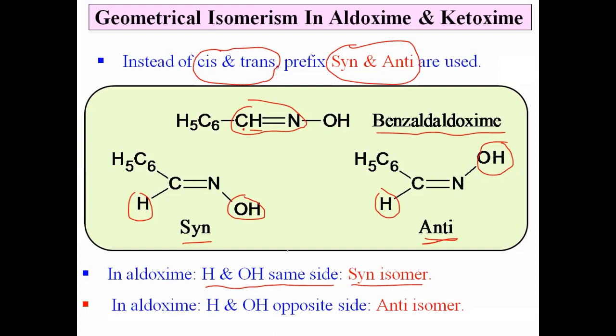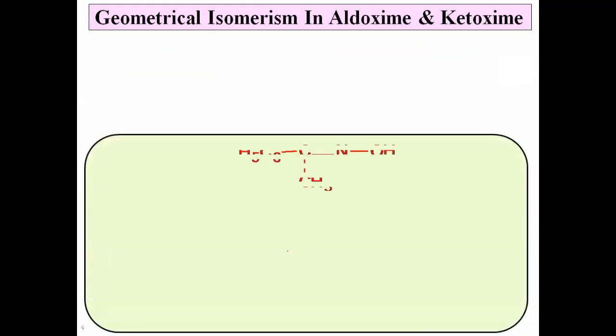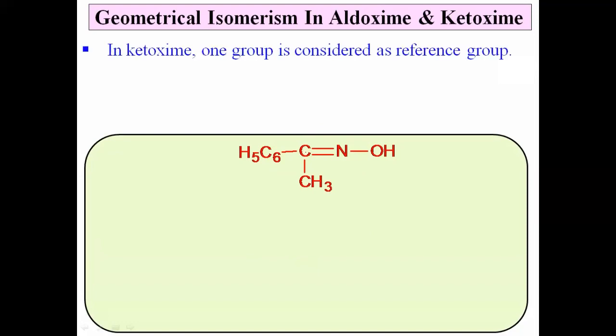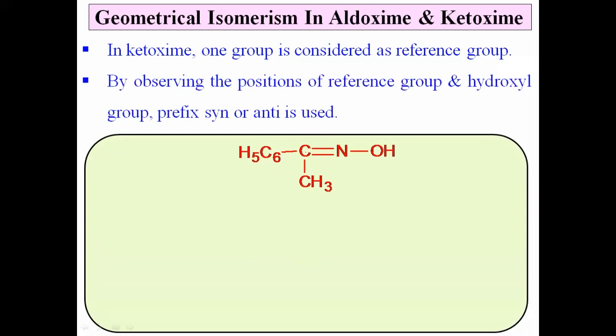Now let us see one more example. We will see an example of ketoxime, C6H5. This is one group. Then carbon. This carbon does not have any hydrogen, meaning it is a ketoxime. In that ketoxime, always one group is considered as a reference group, and on the basis of the position of OH and the reference group, we can use the prefix syn and anti.